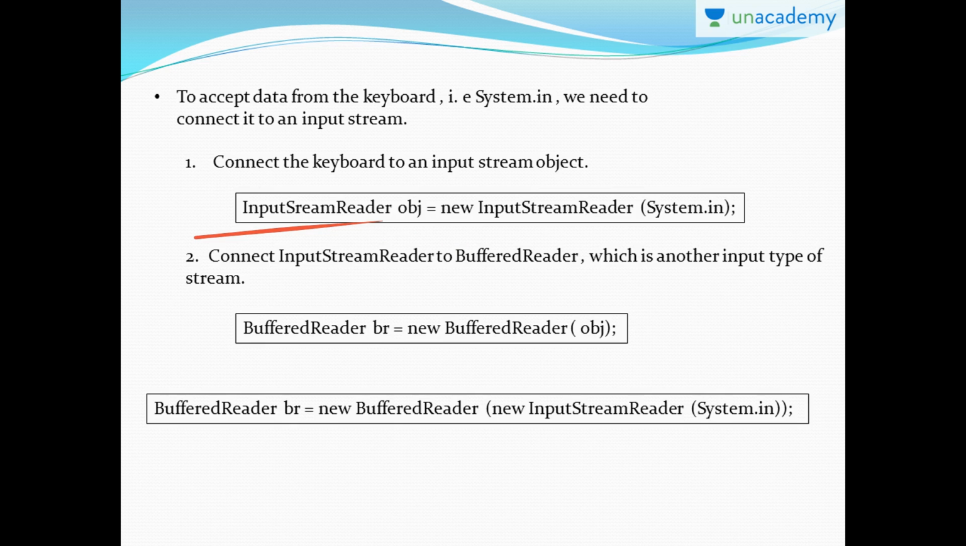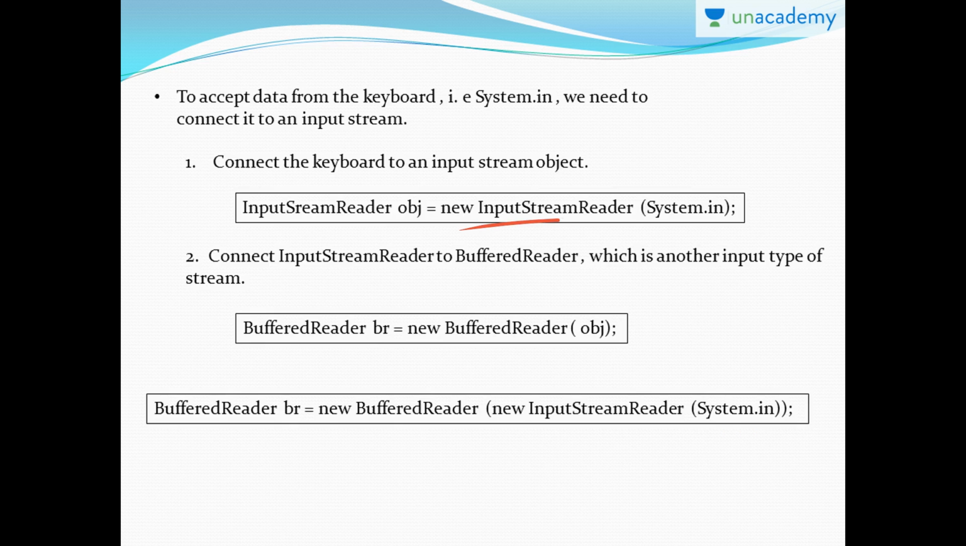Once you finish that, we have to connect the InputStreamReader to the BufferedReader, which is another type of input stream. That can be done by BufferedReader br = new BufferedReader(obj). That means you're including this object in the BufferedReader. When you combine these two statements, you get BufferedReader br = new BufferedReader(new InputStreamReader(System.in)).